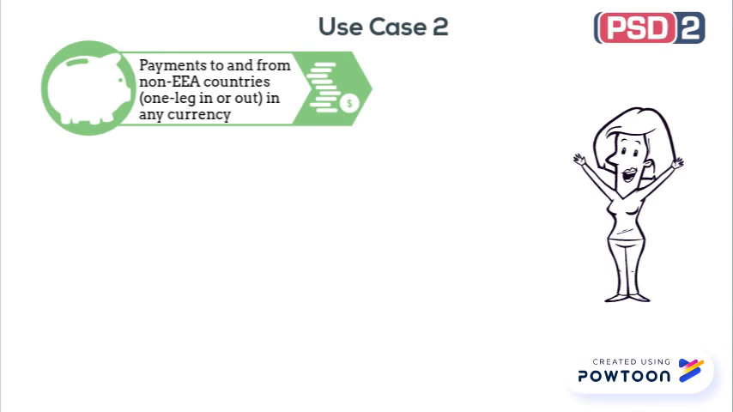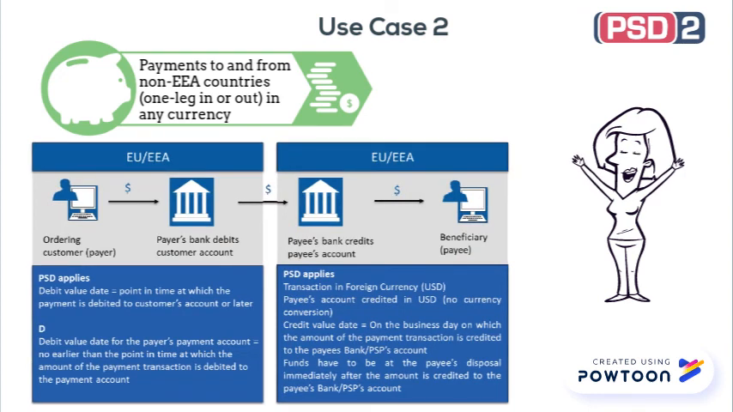For the requirement, payments to and from non-EEA countries, 1 leg in or out, in any currency. The use case is payments to be made between countries belonging to non-European Economic Area in non-European Economic Area currencies.